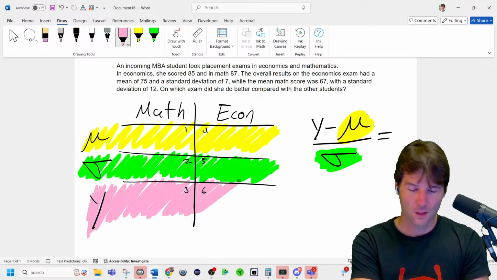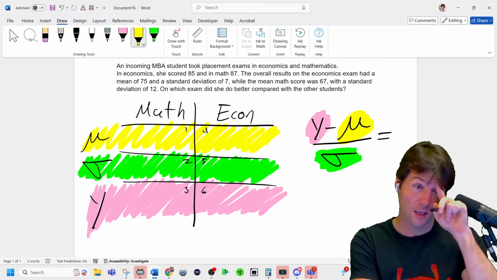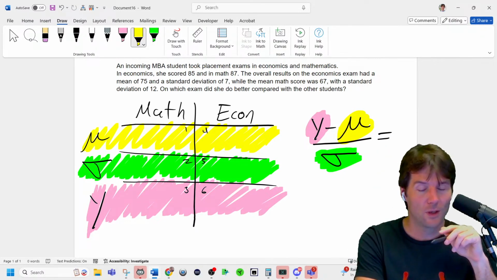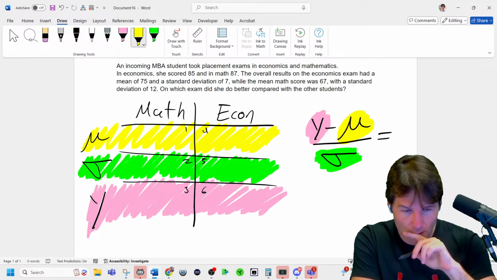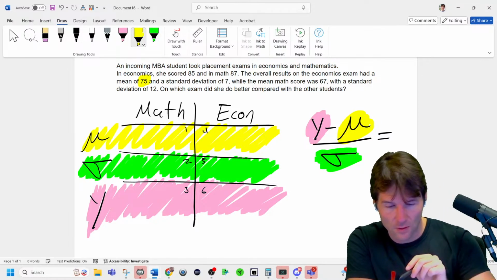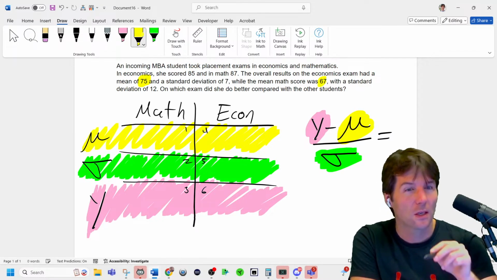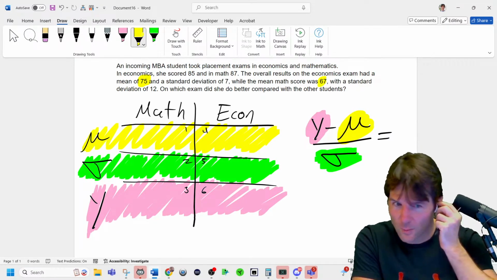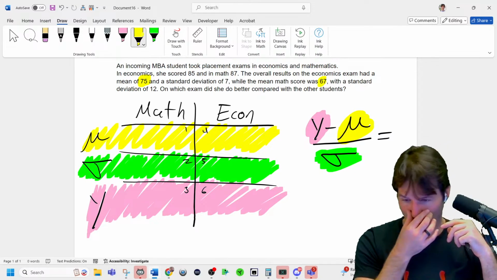Can you find any of these values? Spot 1 is going to be 75 and 4. So spot 1 is 75. The overall economics had a mean of this? Yes. There we go. And also 67, that is correct. And for math, maybe. And then what is spot 2 and 5?